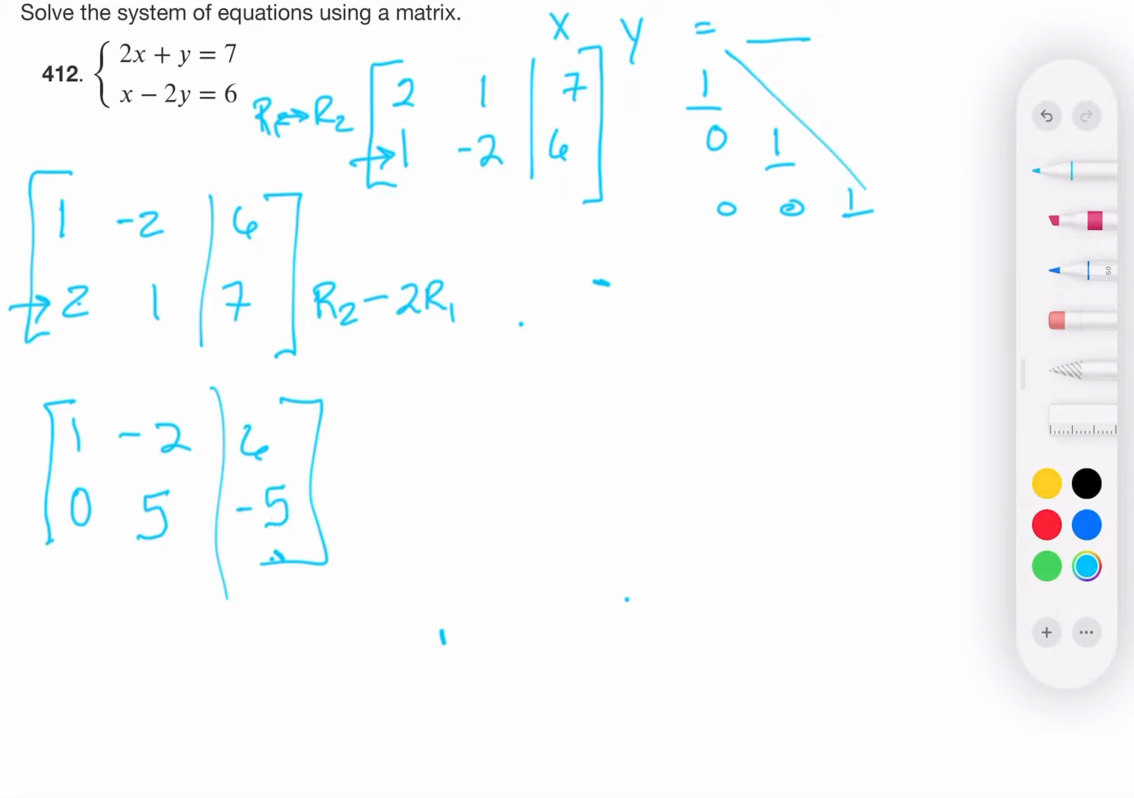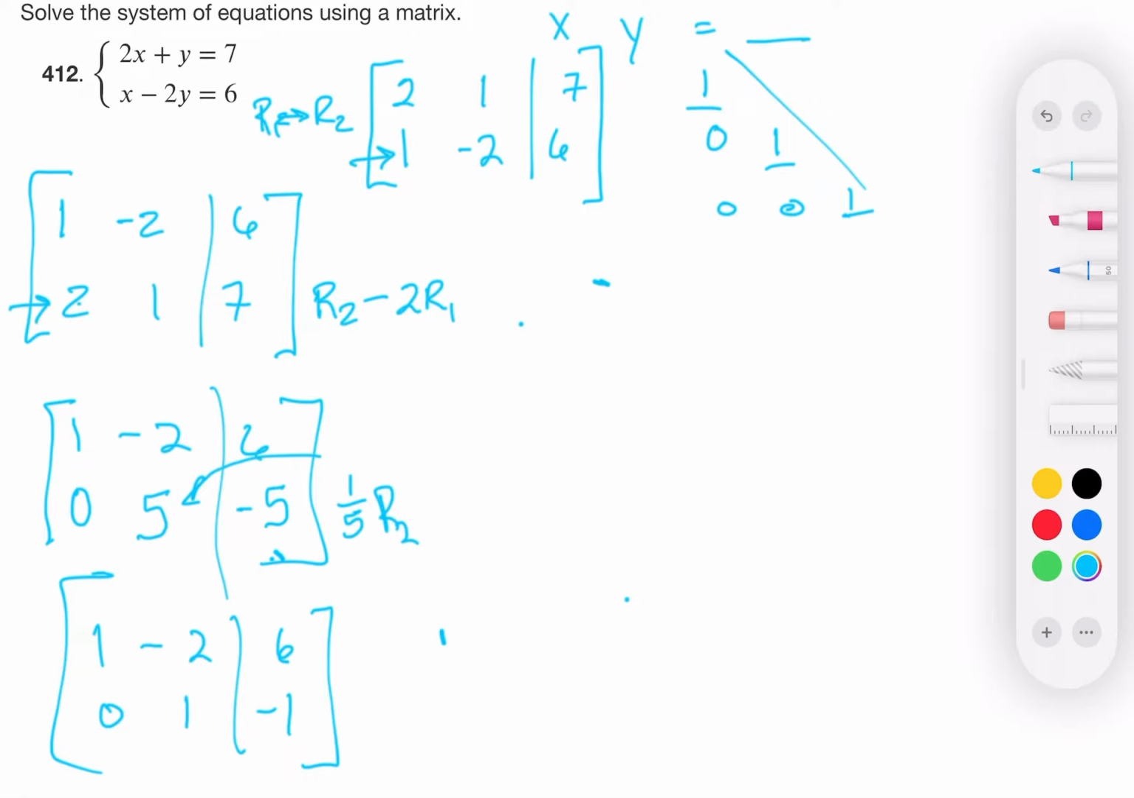Now what we can do, we want to turn this into a 1. So let's take 1/5 times row 2. So we're going to copy down the first row. And this is going to give us 0, 1, and negative 1.